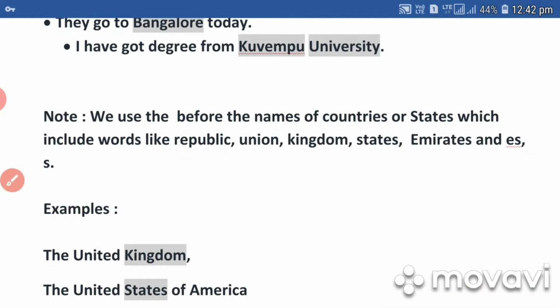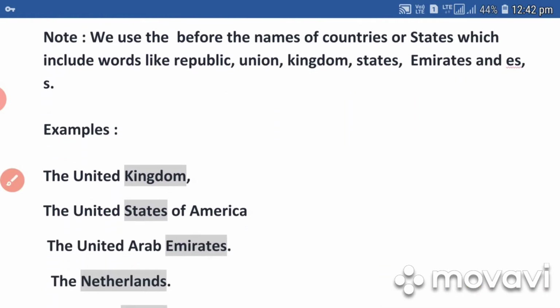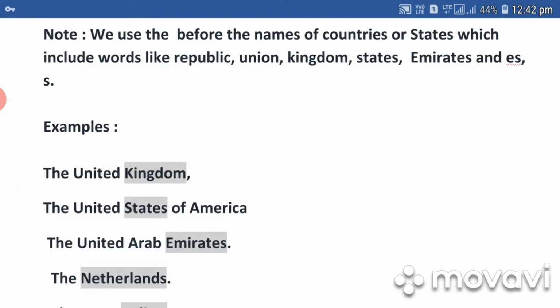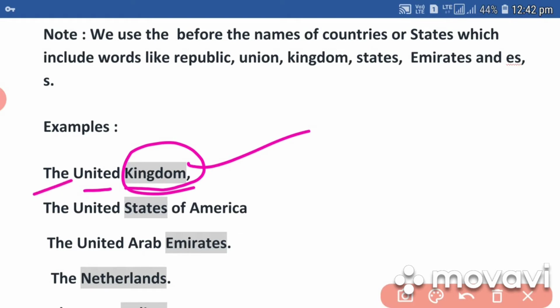For example, here see, the UK, actually United Kingdom, the name of England actually. The United Kingdom is the name of a country, UK starts with U, but in this name you can find the word kingdom here. So I used "the" here. Here also, the USA, actually the United States of America. Here we can find the word states, right? So I used "the" here also.